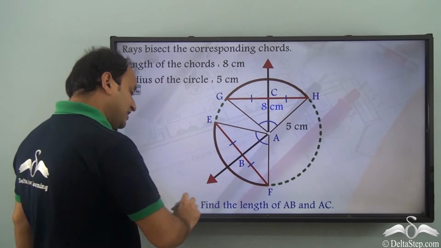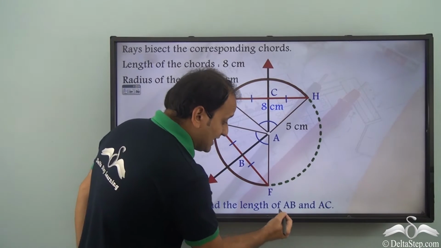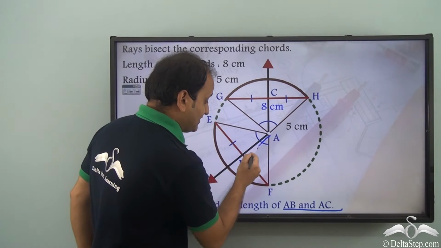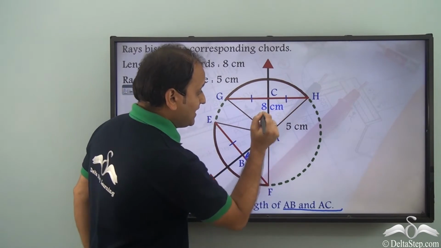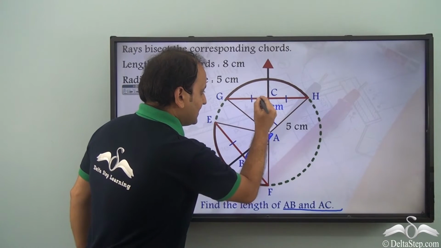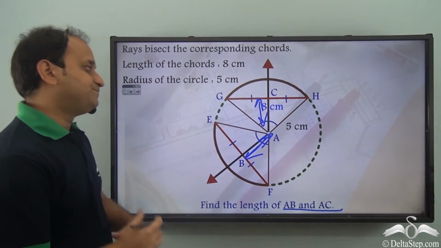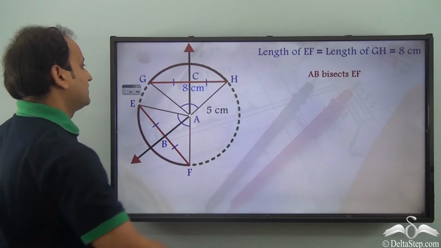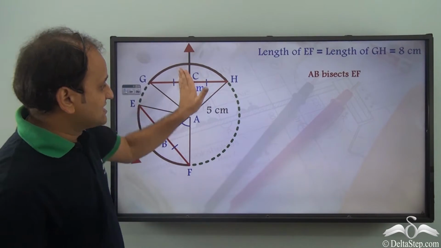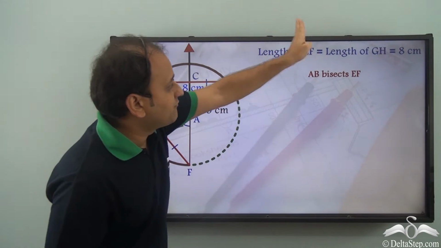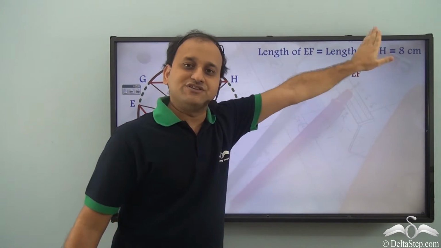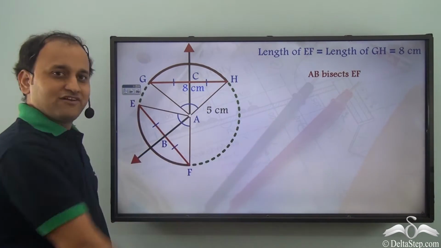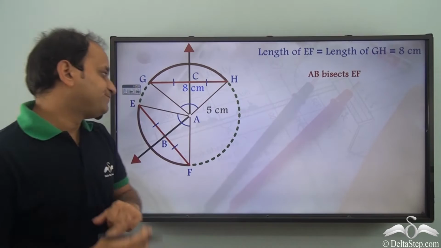Now what do we need to find? We need to find the length of AB and AC. So how do we go about it? Well, first of all, let's consider this part. That is, we know that length of EF is equal to length of GH, which is 8 centimeters. It has been given that EF and GH have a length that is 8 centimeters.